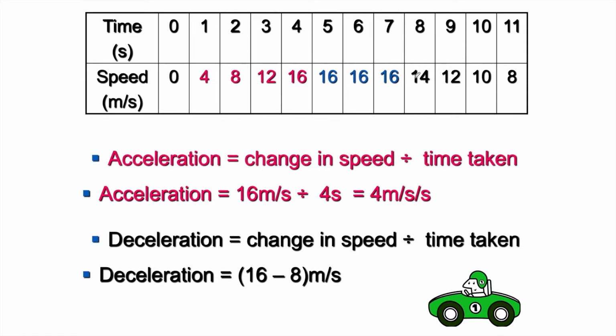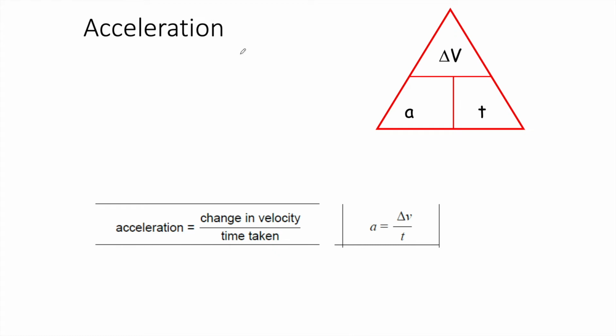And the same for decelerating. The change in velocity will be 16 minus 8, which is 8 metres per second, divided by the time, which was 4 seconds, gives us 2 metres per second every second. We can call that deceleration, but if we have to quote the acceleration, we'd put a minus sign in front of it. So acceleration is the change in velocity over time taken.